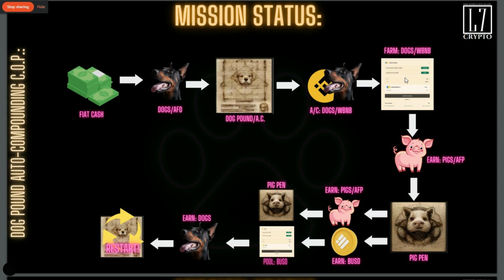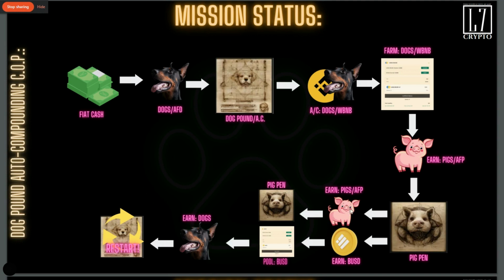And it's going to be automatically sent to the dog's BNB farm. Boom. Now, from this farm right here, you're going to earn pigs. The pigs you're going to claim them, and then you're going to stake them into the pig pen. Once you start earning your BNB rewards and your piglets each day, then you're going to start removing those rewards and placing them into the next cycle. Well, not the next cycle, the next stage.